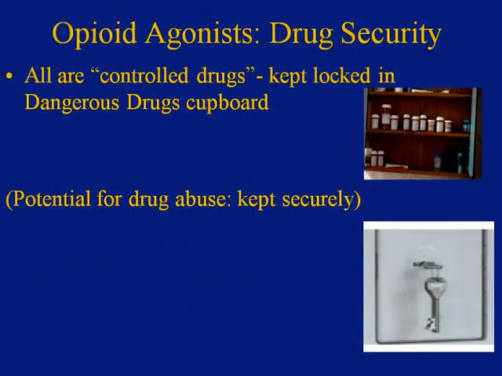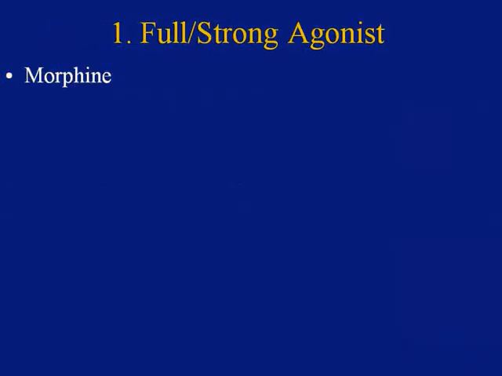Okay, now we're going to discuss briefly the fact that opiate drugs need to be kept in a secure way in the hospital, because they are subject to being stolen for abuse. Most of these drugs, called controlled drugs, are kept in the dangerous drugs cupboard, and the key is held securely by the senior staff in the ward. So now we'll go through the drugs one by one.